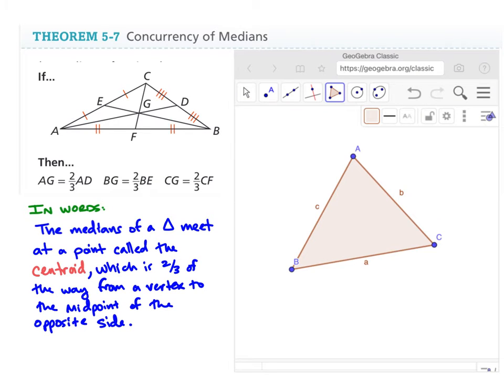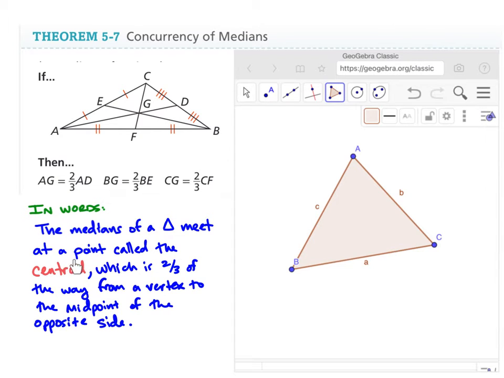So Theorem 5-7 is the next thing that we're going to take a look at. And we can look at it 2 ways. We can look at this picture here, which is describing what's happening in this theorem. But I want to start by looking at just the written description of what this theorem is telling us. So it says that the medians of a triangle will always meet at a point called the centroid.